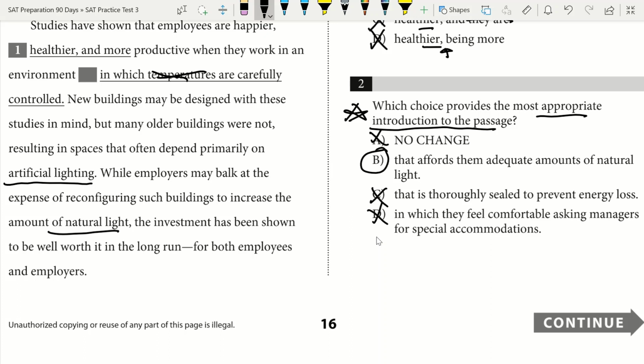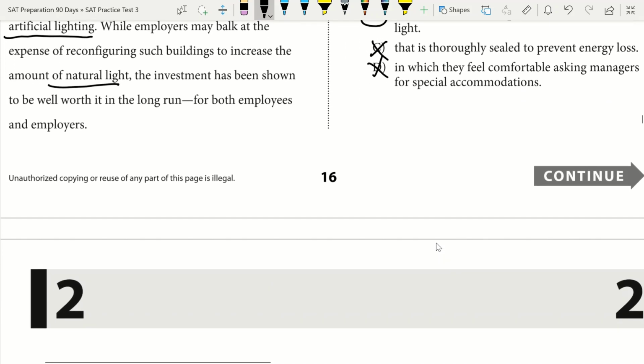All right, so as far as things we can put in our notes for number 2, that one's really just if you're asked what most appropriately introduces the rest of the paragraph or the rest of the passage, make sure you read on before you answer that.